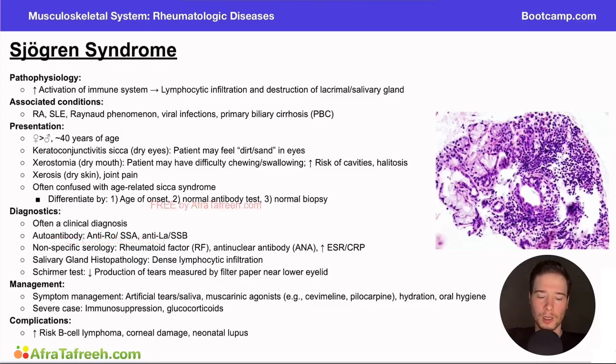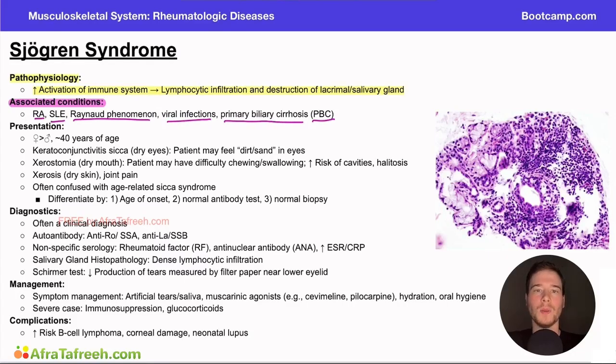When we consider this condition, we're thinking about an overactive immune system or an atypical response. The increased activity can lead to lymphocytic infiltration and destruction of the lacrimal and salivary glands. Like I said, there's a lot of overlap with some other conditions, but we're really focusing on moisture-producing glands in the body. It's important to note that there are a lot of other associated conditions, and we've talked about these in some of the other videos, but these include things like RA, SLE, Raynaud phenomenon, viral infections, in addition to primary biliary cirrhosis, also called PBC.